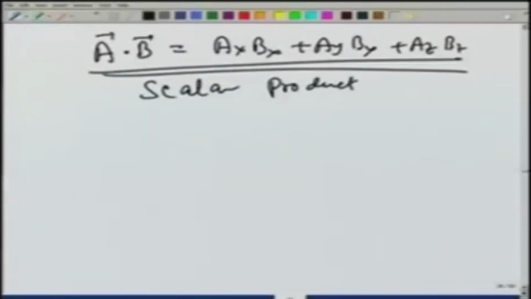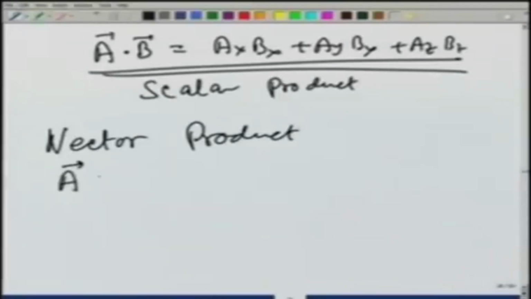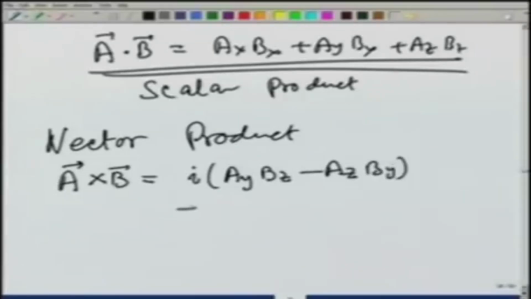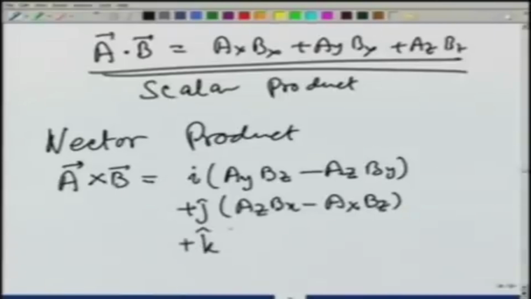Similarly, the other quantity that we define is the vector product, in which case A cross B is given as i times the x component, a_y b_z minus a_z b_y, plus j times the y component, a_z b_x minus a_x b_z, plus k times the z component, a_x b_y minus a_y b_x.